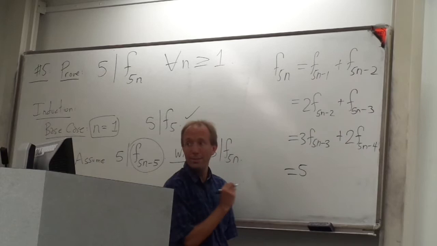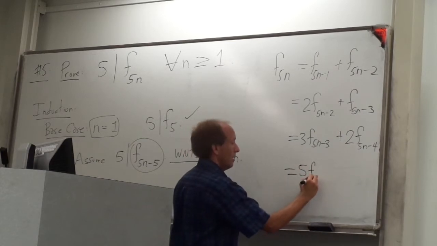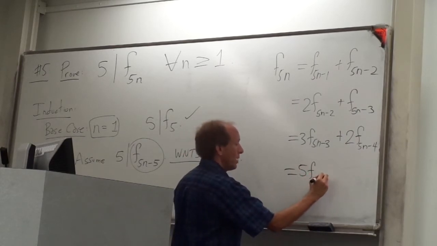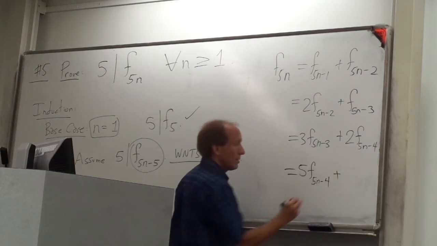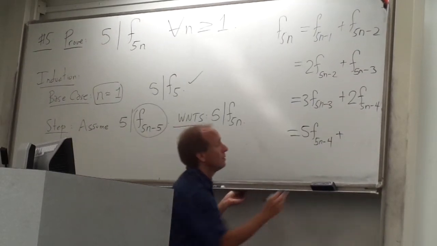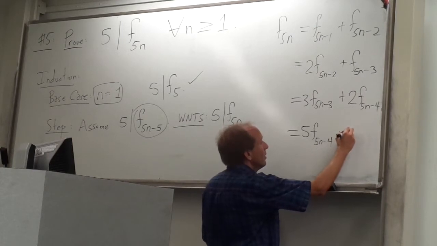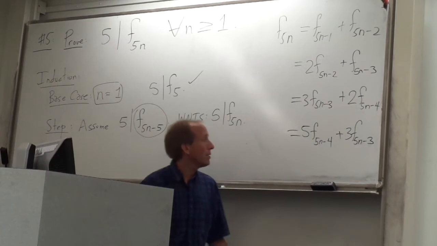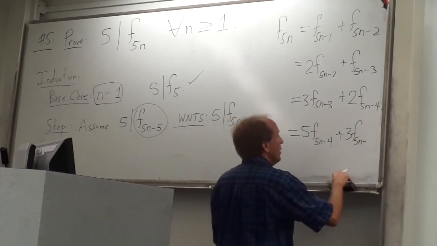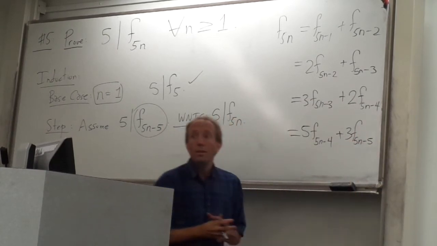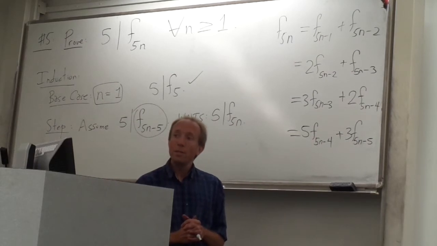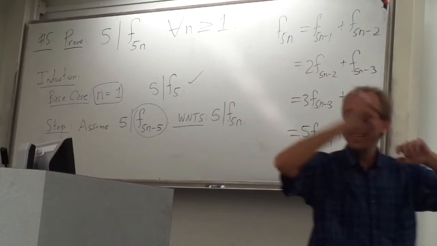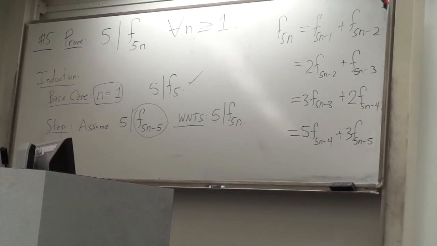5 f sub 5n minus 4 plus 3 f sub 5n minus 5. And you mean f sub 5n minus 4, right? Yes. And then plus, what's the next thing? 3 f sub 5n minus 5. Okay? What's the next one? Yes, that's right. I was trying to see if everybody knew what we were doing, because we could keep doing this forever.